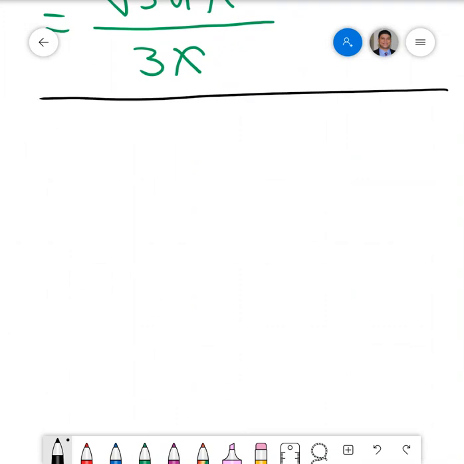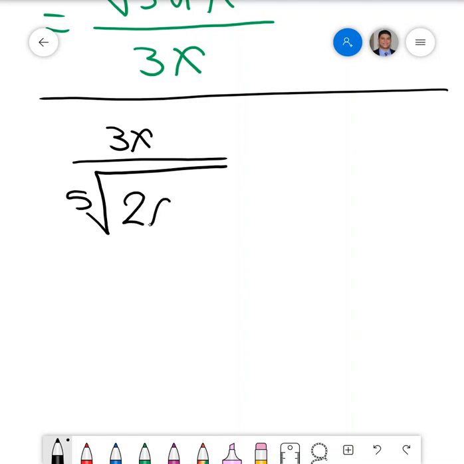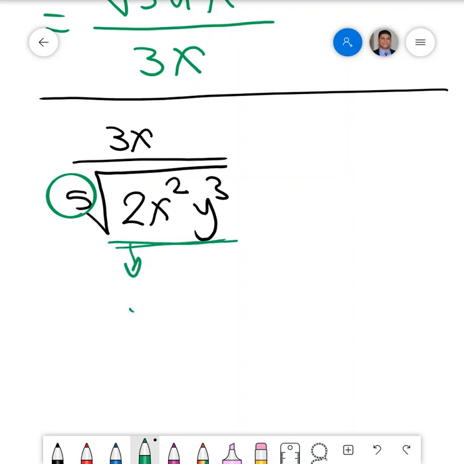Another example, rationalize the denominator 3x over fifth root of 2x to the power of 2 y to the power of 3. We have here fifth root, the index is 5, so we have to make under radical all to the power of 5, so we need to change it to be 2 to the power of 5, x to the power of 5, y to the power of 5. How can I change all of them?